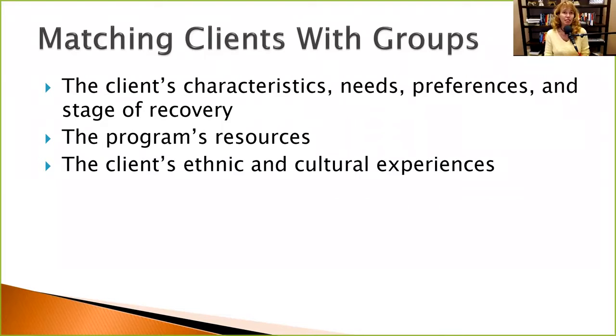And depending on their needs, some people are going to need a smaller group because they've got some cognitive disabilities or something else going on, and paying attention to that. What are their preferences? Not everybody is going to want to be in a big group. Not everybody's going to want to be in a therapy group. Some people will be great with skills groups but not want to go into process groups, and that's cool.